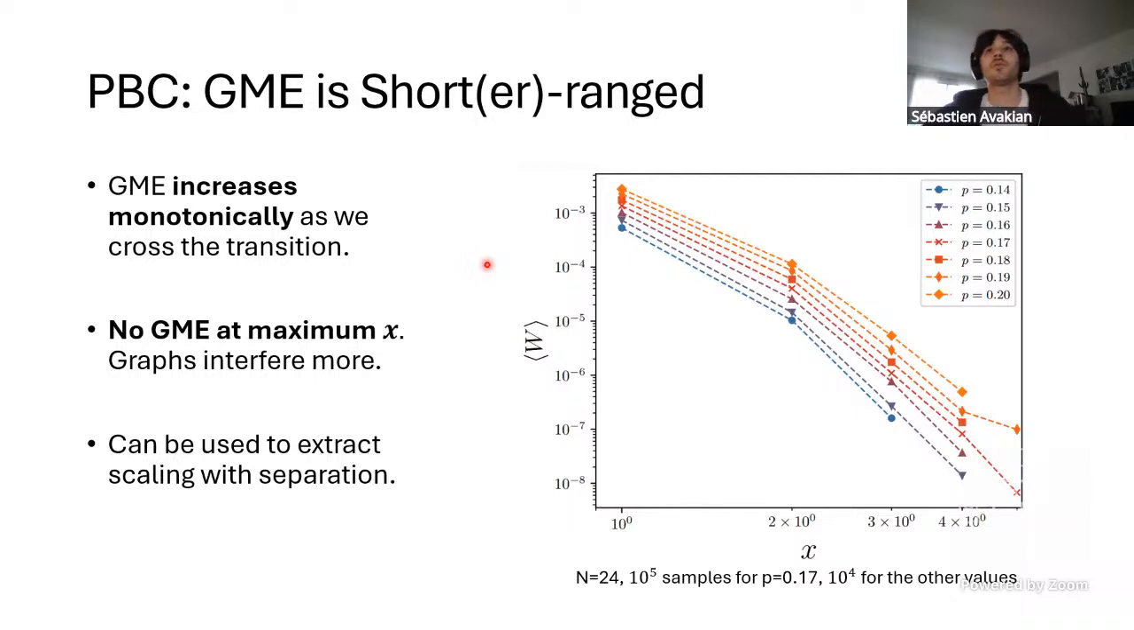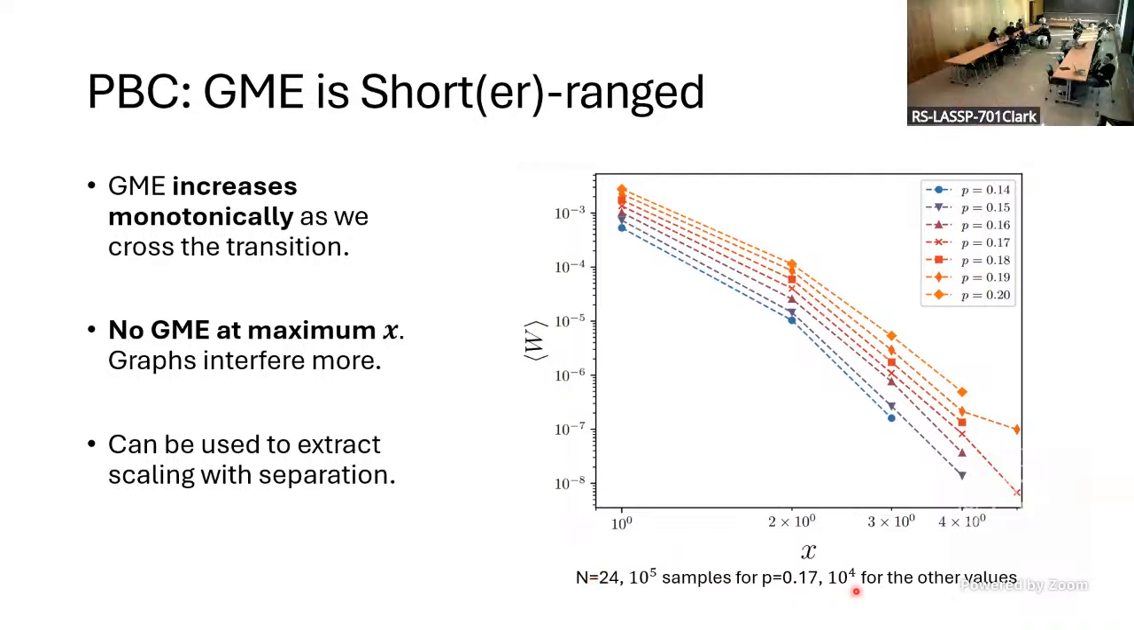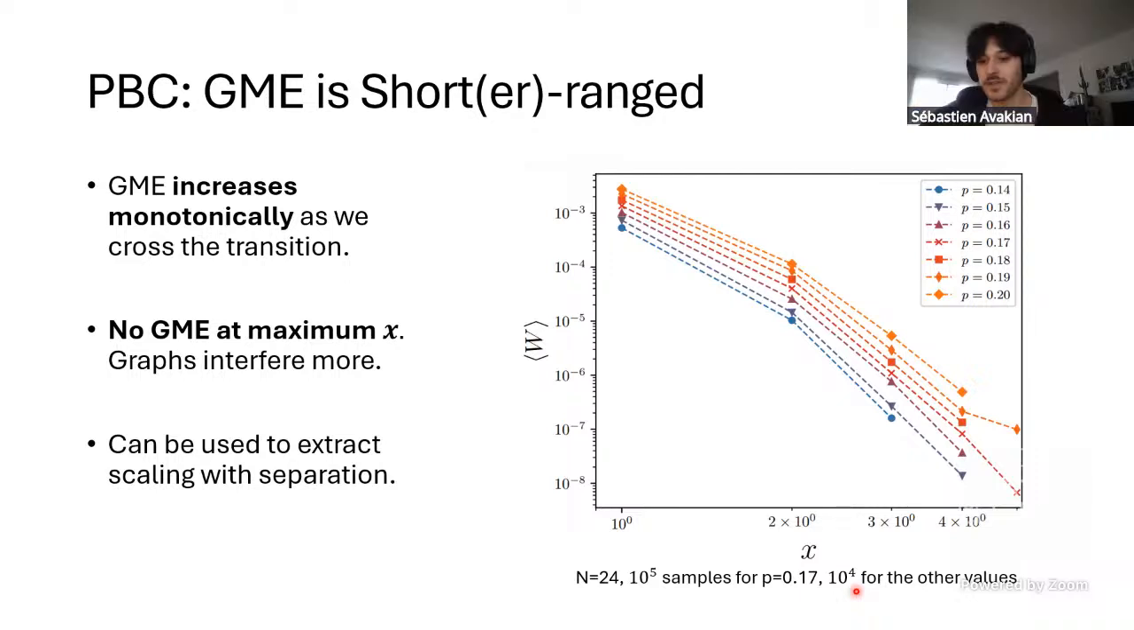Here we performed the same kind of analysis, but now on a log-log scale for n equals 24. We have around 100,000 samples, and order 10,000 samples for other values of P. We effectively just crossed the transition, starting just below to just above, and wanted to see how W scales as we get near the transition. The first thing to note is that it increases monotonically as you cross the transition. So there's no discontinuity. And importantly, for n equals 24, there's up to x equals 8 for our separation.